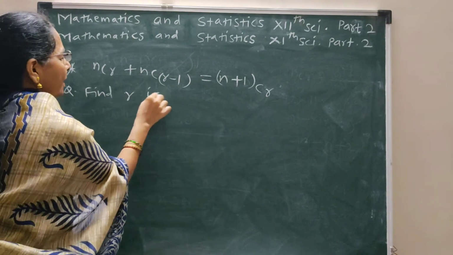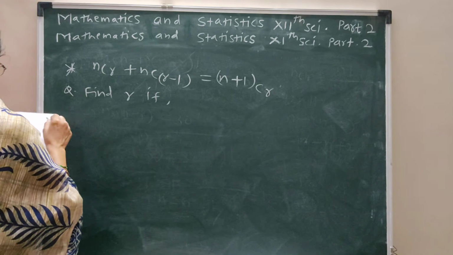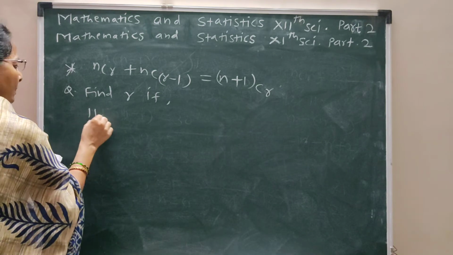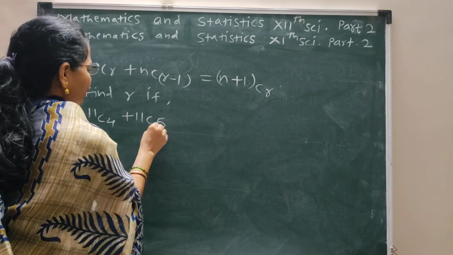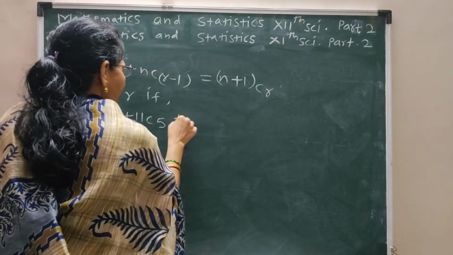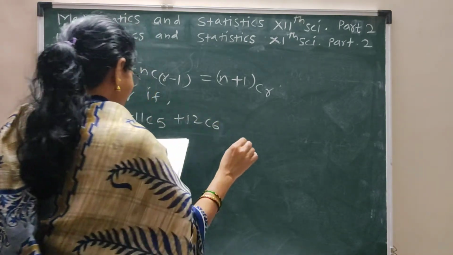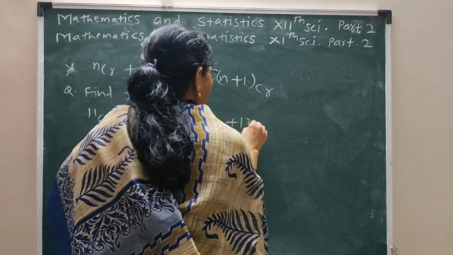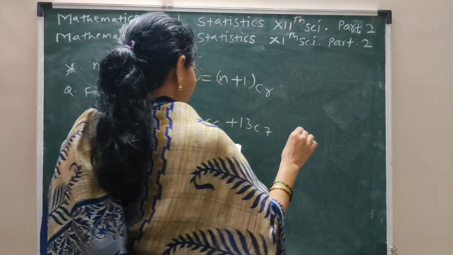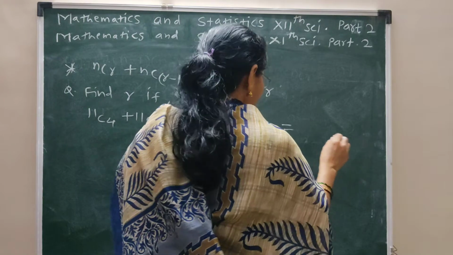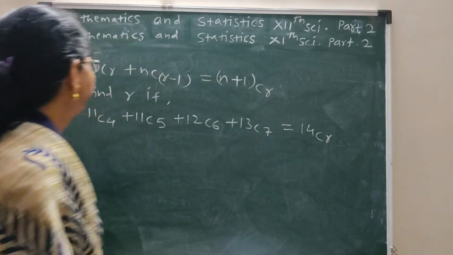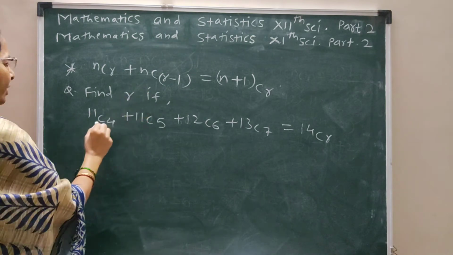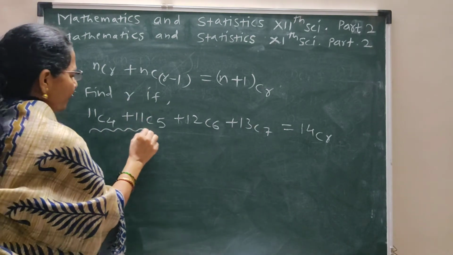Find r if 11C4, 11C5, 12C6, 13C7 is equal to 14Cr. Use this formula for these two terms first.